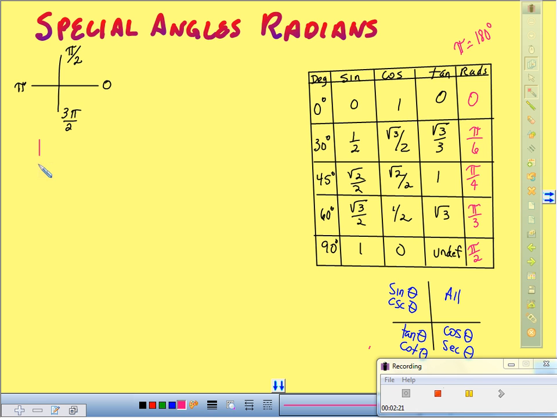We want to try to find out what the tangent of 7 pi over 6 radians is. Now, this is just like you did with degrees. You have to do 3 things. You have to find the quadrant, find the reference angle, and then determine the value of this particular angle.